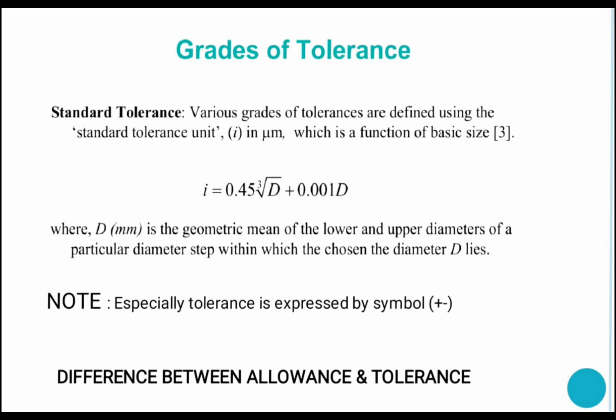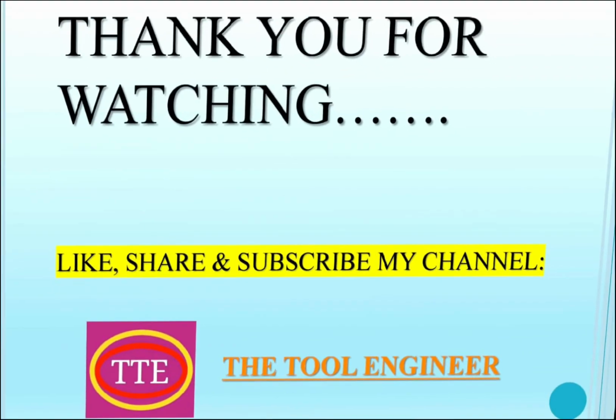Okay. One question, most important question arising here, most people are confused by the difference between allowance and tolerance. Many people think allowance is the same as tolerance, but that's not so. Allowance is the gap between the shaft and the hole, but the tolerance is the difference between the upper limit and the lower limit. These are the differences.